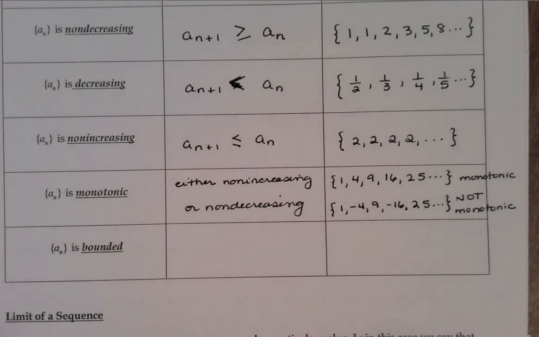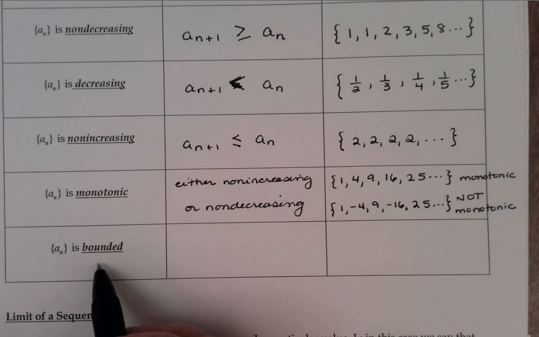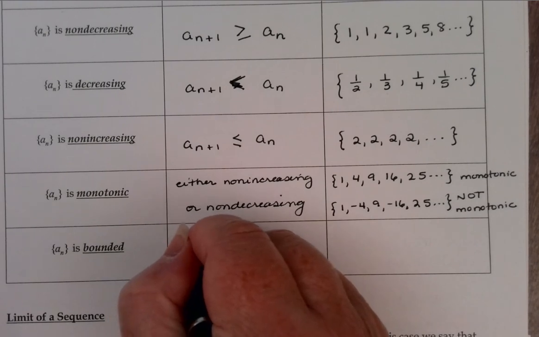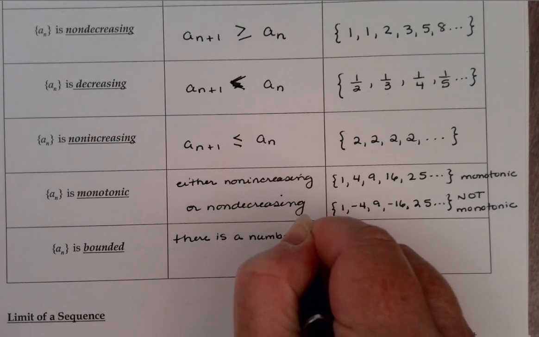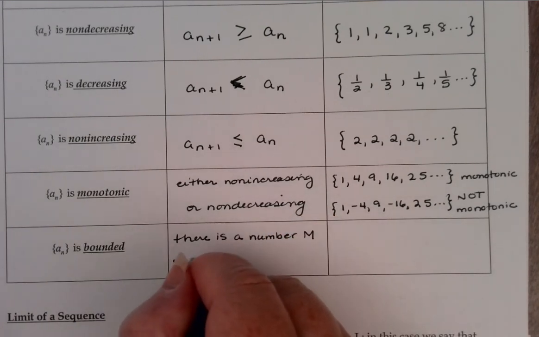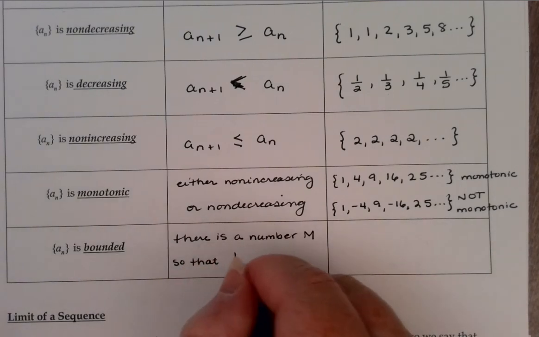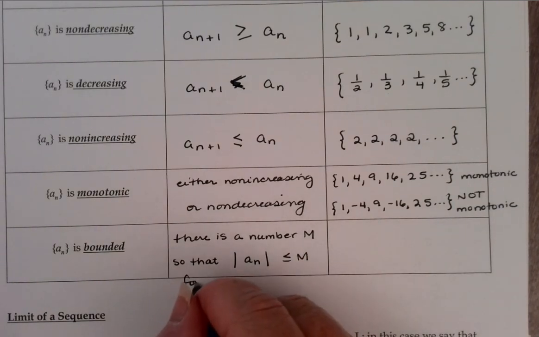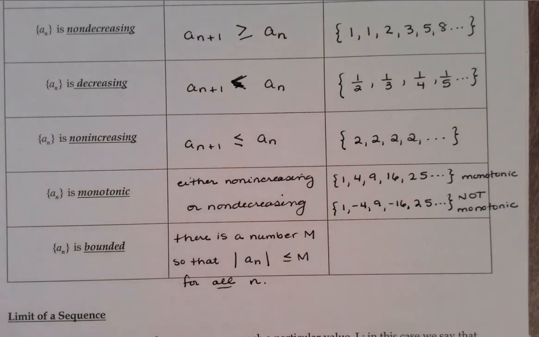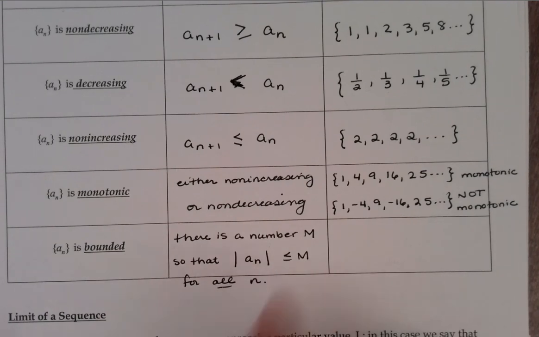All right, the last one, bounded. We say a sequence is bounded, and I'm going to give you the mathy definition first, and then we can really talk about what it means. If there is a number m so that the absolute value of a sub n is less than or equal to m for all n. In other words, there's an upper limit to the absolute values of the terms. There's some number that bounds or limits every single term.